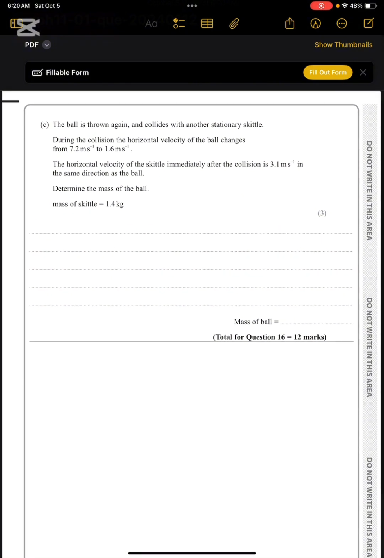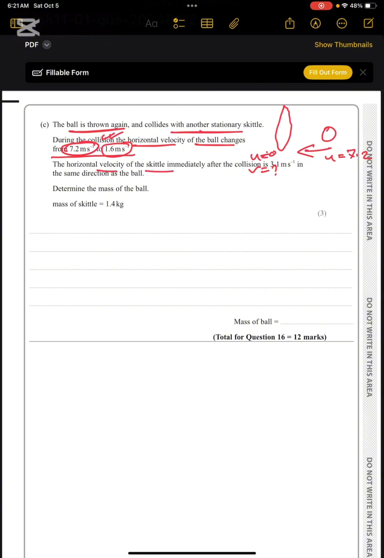In the next question they have said a ball is thrown again. So this is our skittle and the ball was thrown again and collided with another stationary skittle. Its initial velocity was 0, but there will be a final velocity because it will move just because of the collision with the ball. The initial velocity of the ball is 7.2. They have given that during the collision the horizontal velocity of the ball goes from 7.2 to 1.6. So 7.2 is its initial velocity and it decreases to 1.6 after the collision. The horizontal velocity of the skittle immediately after the collision is 3.1. So its final velocity is 3.1.